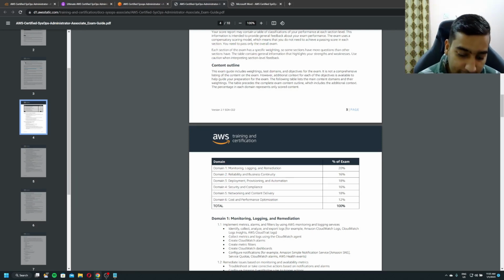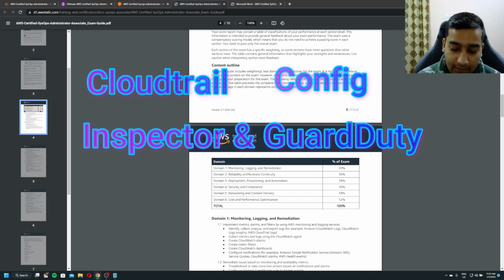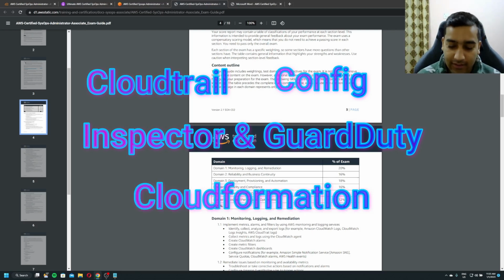The third set of services which I have noted down is related mostly to security: CloudTrail, AWS Config, AWS Inspector, and AWS GuardDuty. These are the services. Out of these, there is one service which is AWS Config, and we can also put CloudFormation in this set of services, Config and CloudFormation, where you can get a lab question as well. So for lab questions, keep an eye on AWS Config and CloudFormation.